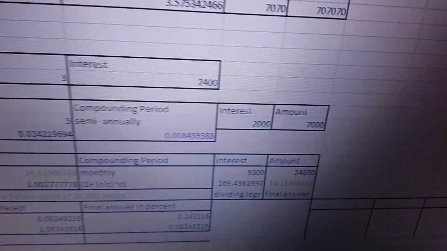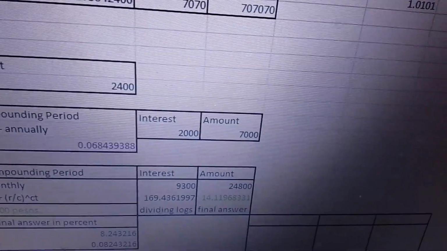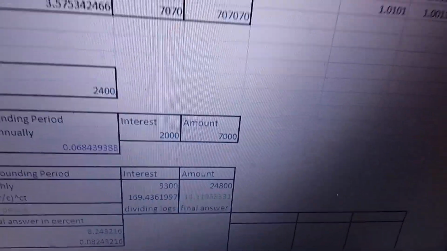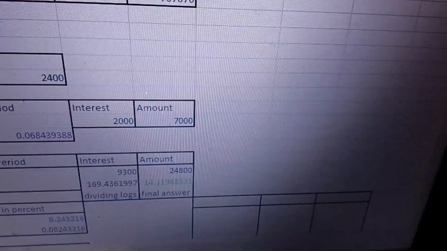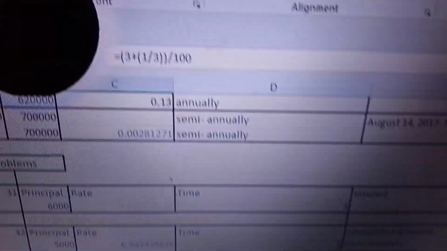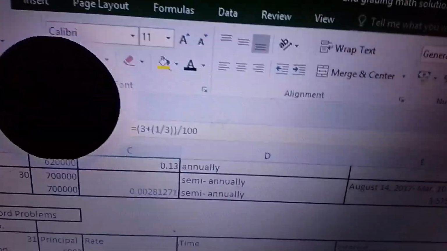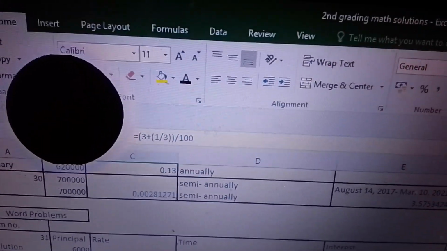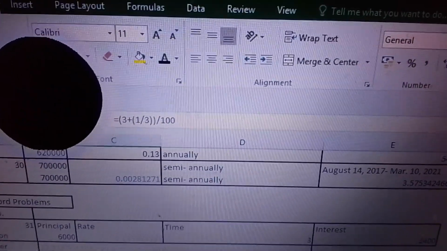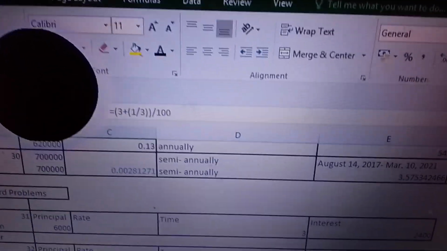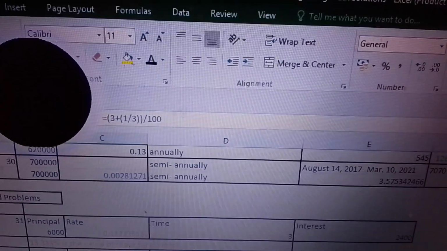So, yun po talaga yung solution sheet ko, okay? So, we have the interest of 9,300, the future amount of 24,800, and then the interest rate of 3 1/3, which is converted into this answer. So, ito yung ginawa ko. So, 3 plus 1/3. Diba? Remember, 3 plus 1/3, diba? So, 3 plus 1/3 is 3 1/3, diba? Or converting that to 3.3333%.